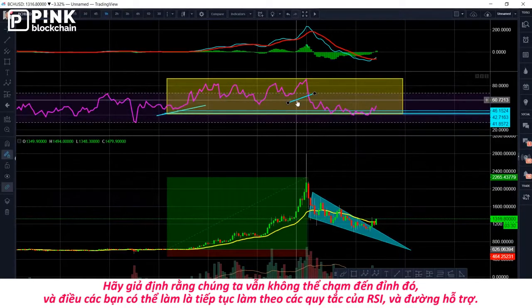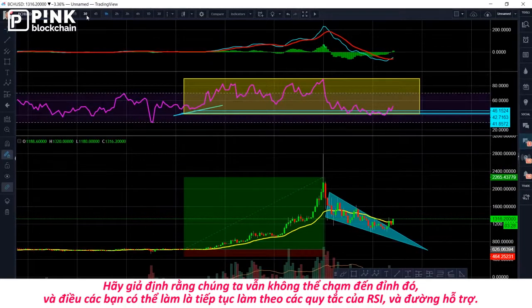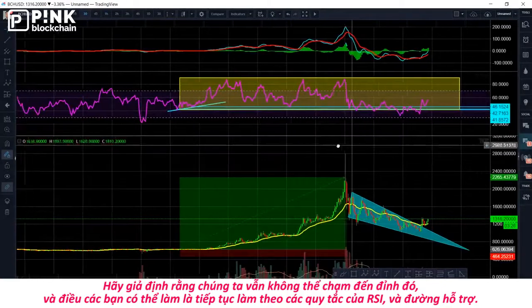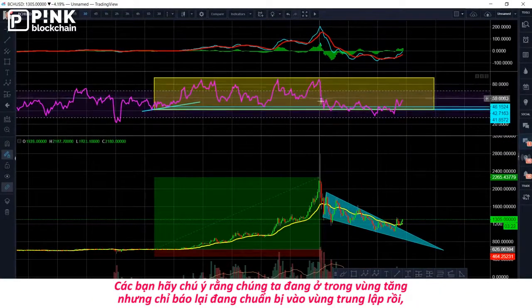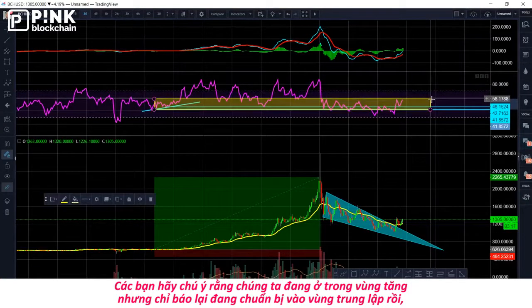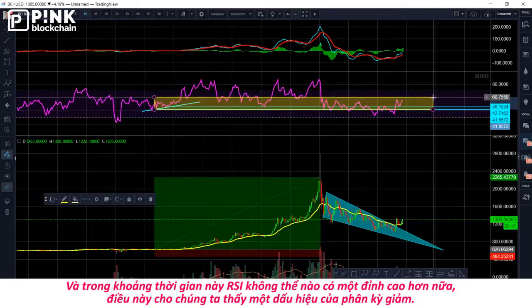But let's say you couldn't quite catch that top, then what you would actually do is just keep following the RSI rule and the supports, and you guys notice that it's still in the bullish zone, but it's more so entering a neutral zone now, right? It's more so entering a neutral zone.